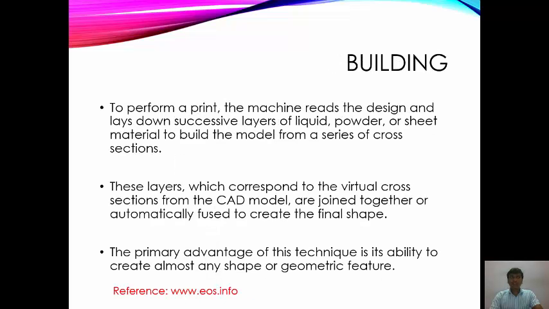Okay, the next part is the big part, where the actual object itself is being built. To perform a print, the machine reads the design and lays down successive layers of liquid, powder or sheet material to build the model from a series of cross sections. Each layer is built on top of the previous one, and these layers, corresponding to virtual cross sections from the CAD model, are joined together or automatically fused to create the final shape. The advantage of this technique is its ability to create any shape or geometric feature.